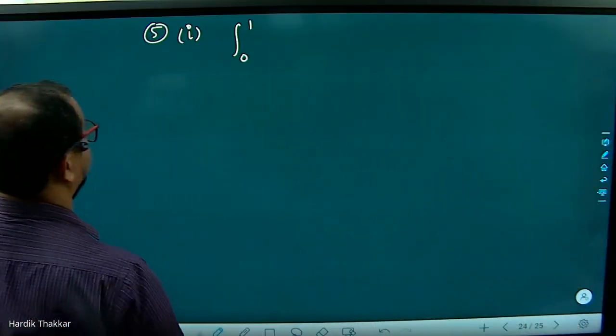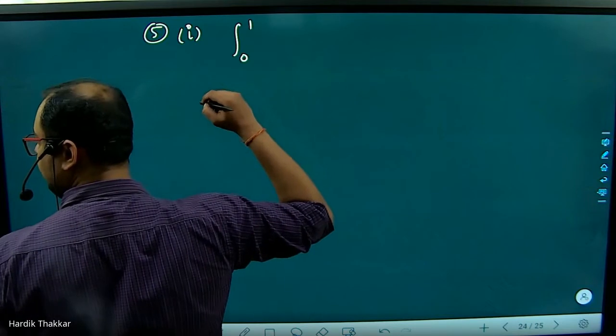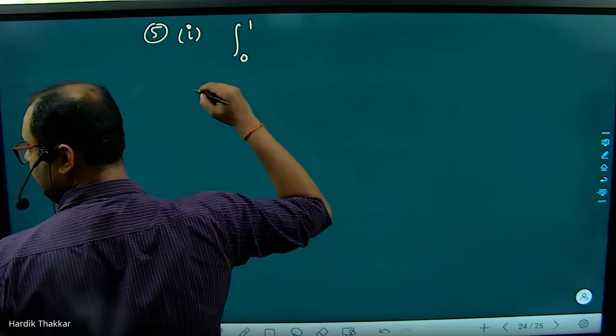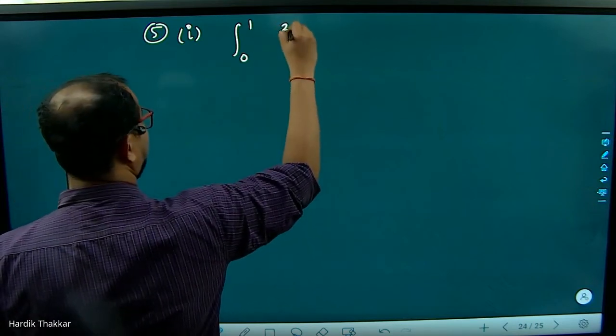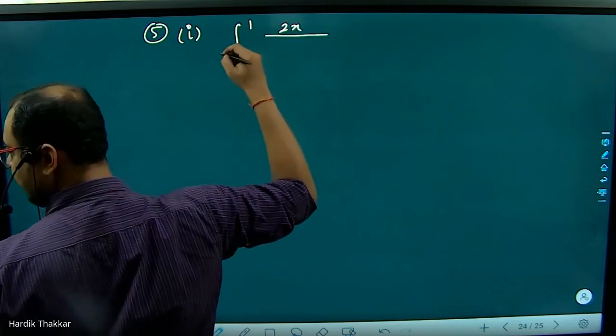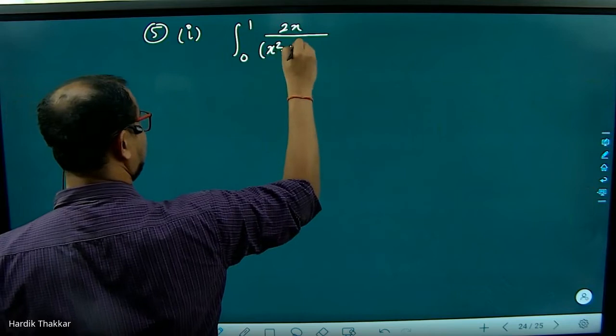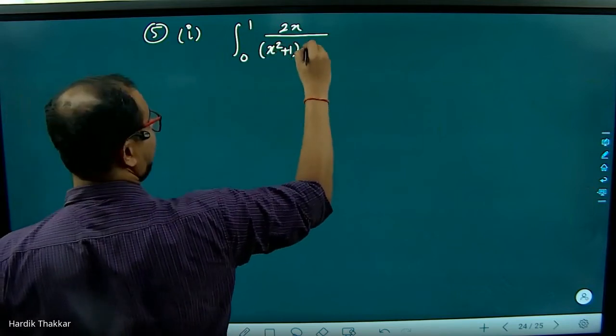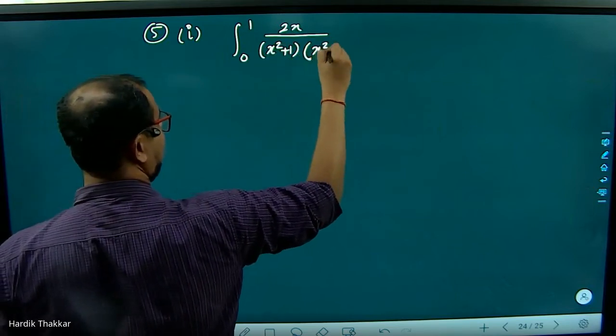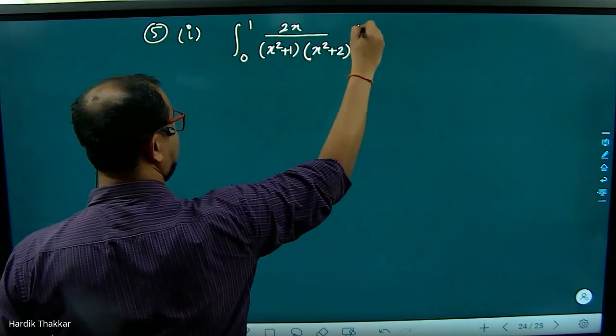Okay. So the first part of question 5: integration 0 to 1, 2x upon (x square plus 1) into (x square plus 2) dx.